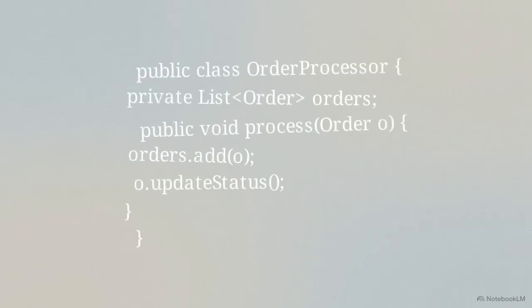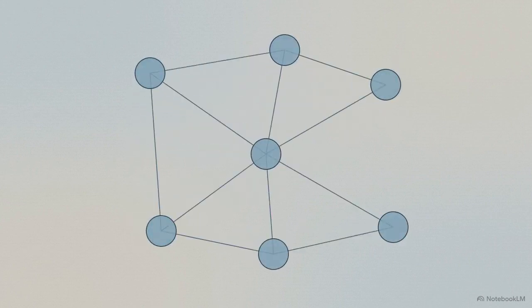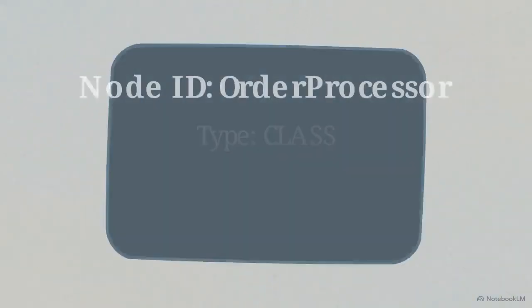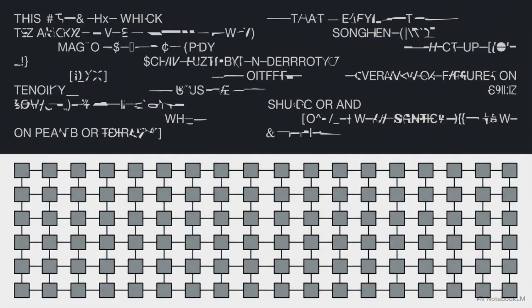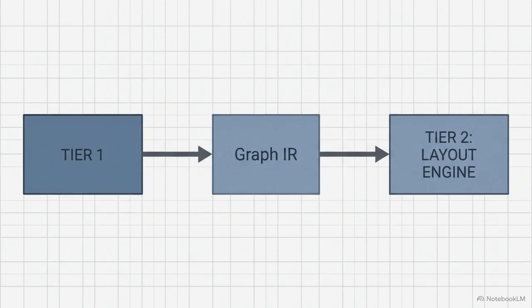The surviving structure is translated into the graph IR. Messy lines of Java snap together into a clean network of nodes and edges. This agnostic model holds text labels, but its coordinate fields remain completely empty. By distilling a volatile codebase into this bulletproof data structure, Tier 1 establishes a stable, predictable foundation for the heavy mathematical lifting ahead.